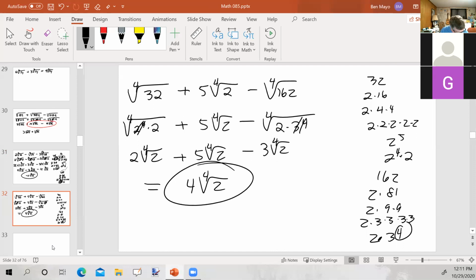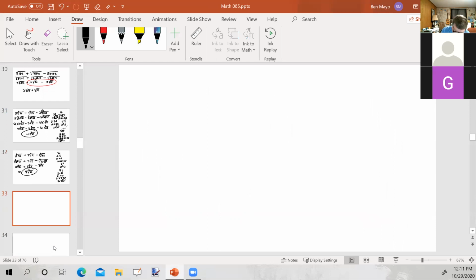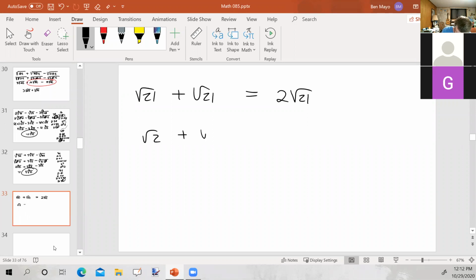Let's see here. What's the square root of 21 plus the square root of 21? Two square roots of 21? There you go. What's the square root of 2 plus the square root of 19? That can't be combined, because 2 doesn't break down and 19 doesn't break down either.